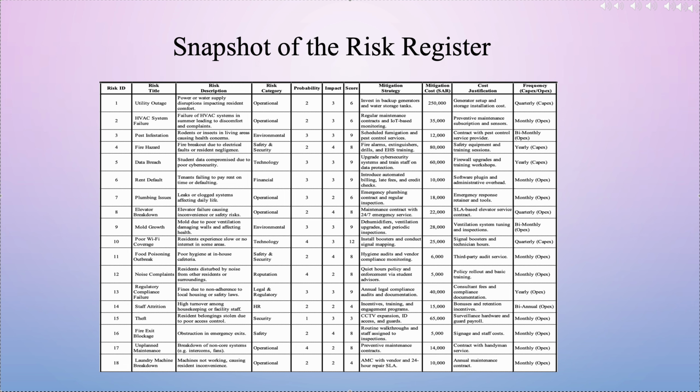Risk ID 3, pest infestation. This falls under environmental risk with a probability of 2 and an impact of 3. The score is 6. Our strategy includes scheduled fumigation and pest control services at a cost of 12,000 AED, justified by constant pest control. This is a monthly operational expenditure.